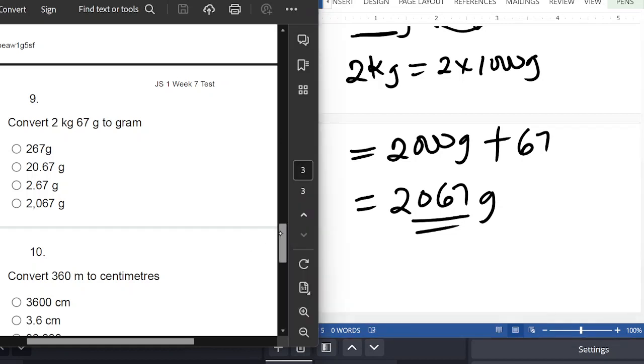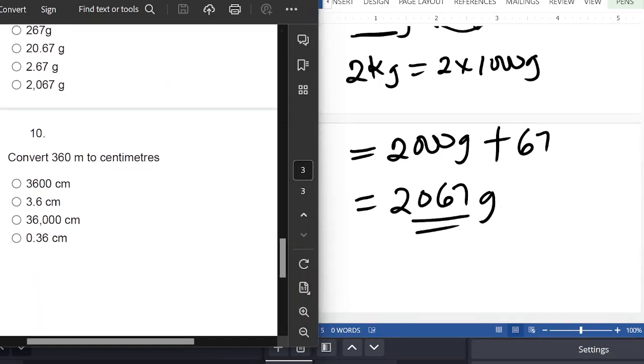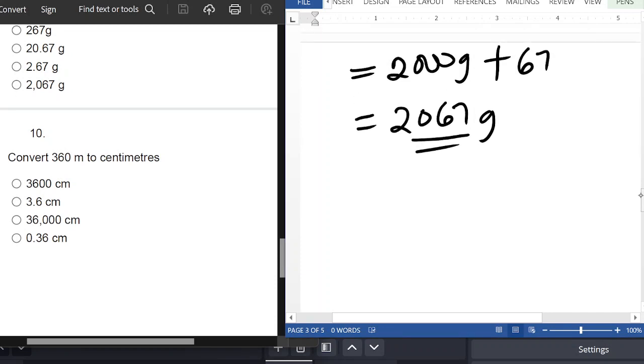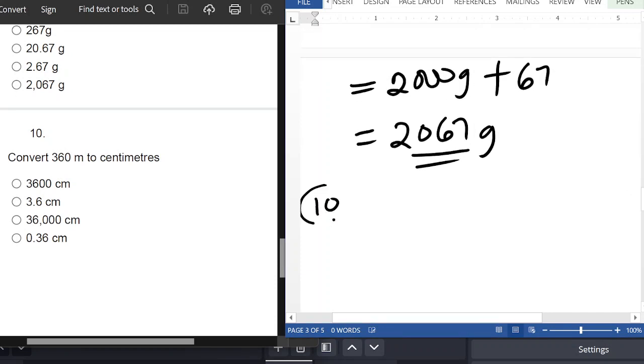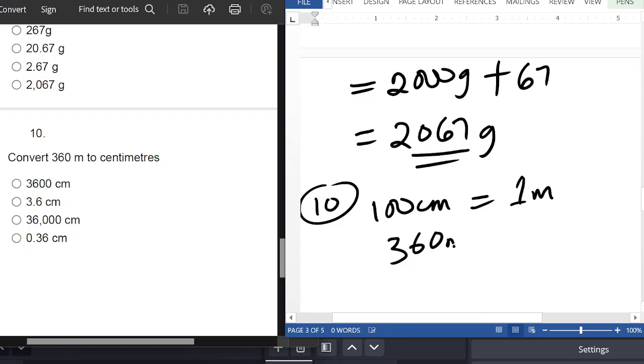And the last question here, question number 10. Convert 360 meters to centimeters. So the question is how many centimeters make 1 meter? That is 100 centimeters equals 1 meter. And we have 360 meters.